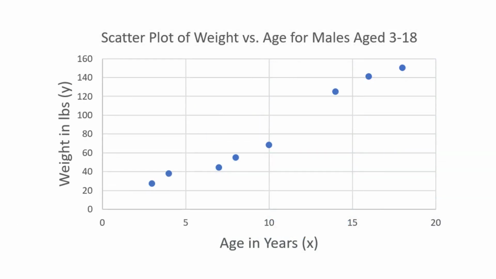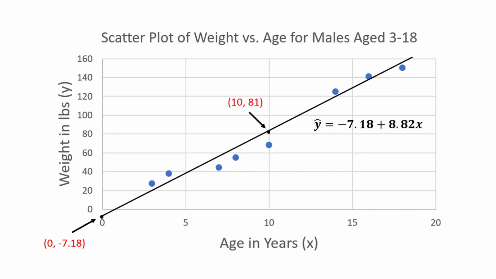Now all you have to do is plot the 2 points and connect the dots. We have 0, negative 7.18 and 10, 81. Connect the dots to draw your line, and ta-da! You have drawn the least squares regression line.